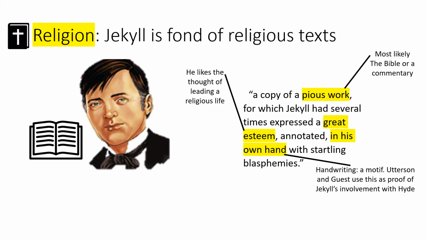There's the idea here, this motif coming back in, of handwriting. Remember Guest, Utterson's clerk, proves that Jekyll has got an involvement with Hyde by looking at the handwriting. It slopes one way, it slopes the other way. This is Jekyll contriving to make it look like it's somebody else, and we thought about how symbolic that was of the man himself. When he slopes one way towards good, he's Jekyll. When he slopes the other way, he's Hyde, the evil side of him. And blasphemy just means words of hatred towards God.